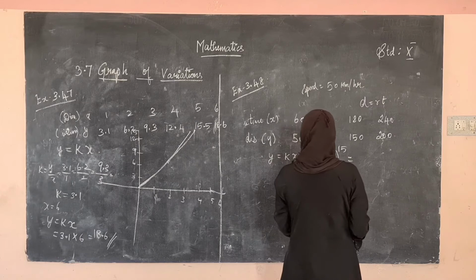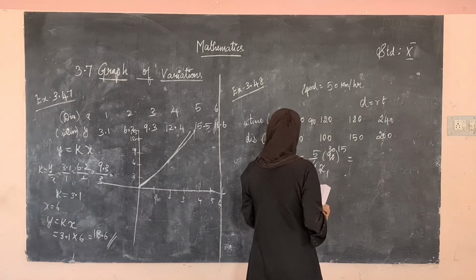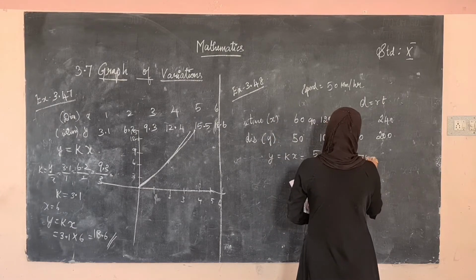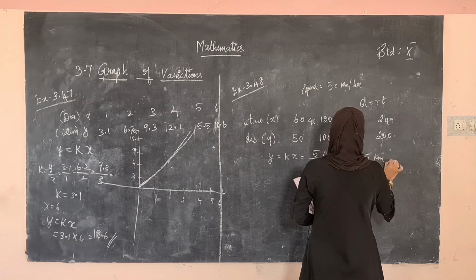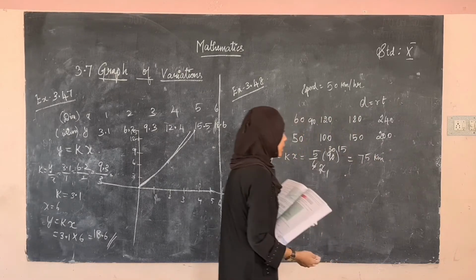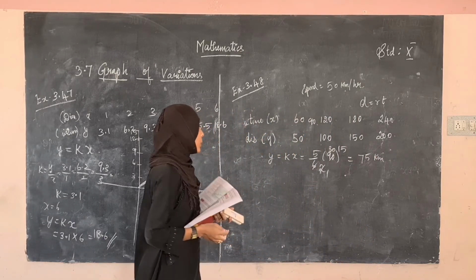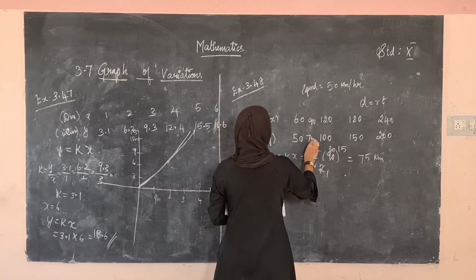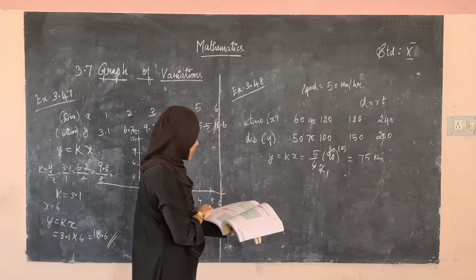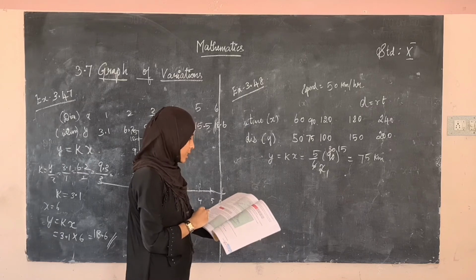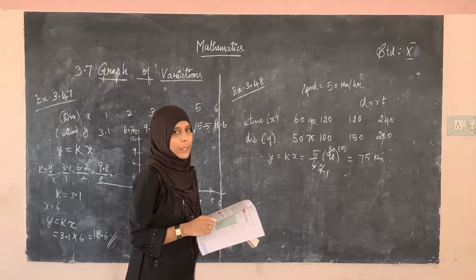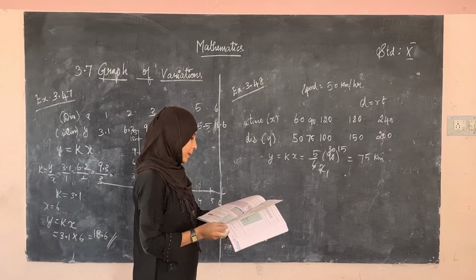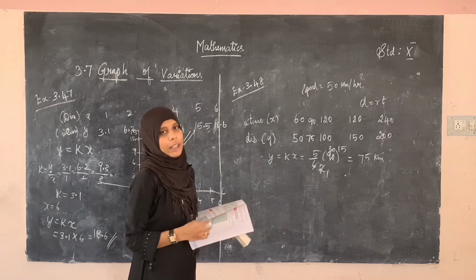So 15 into 5, that is 75 kilometers. 15 into 5 is 75. That is 75 kilometers. So you have to write in words. Okay. So the distance travelled for 1.5 hours by the bus is 75 kilometers.